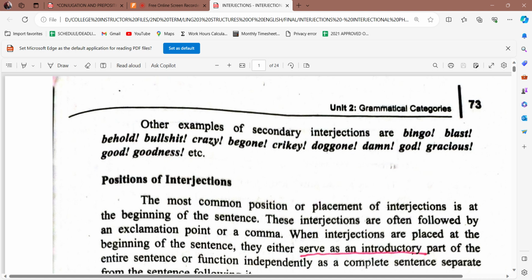As a general rule, interjections should be used sparingly, especially in writing, because overuse spoils their effectiveness. So dapat dili siya always makita. Just sparingly, especially when you are writing, because the overuse of interjections could lead to ineffectiveness. The more that you use interjections in your writing, the more that it will not be effective anymore, because the purpose of an interjection is to express feelings or emotions, or just to emphasize emotion.